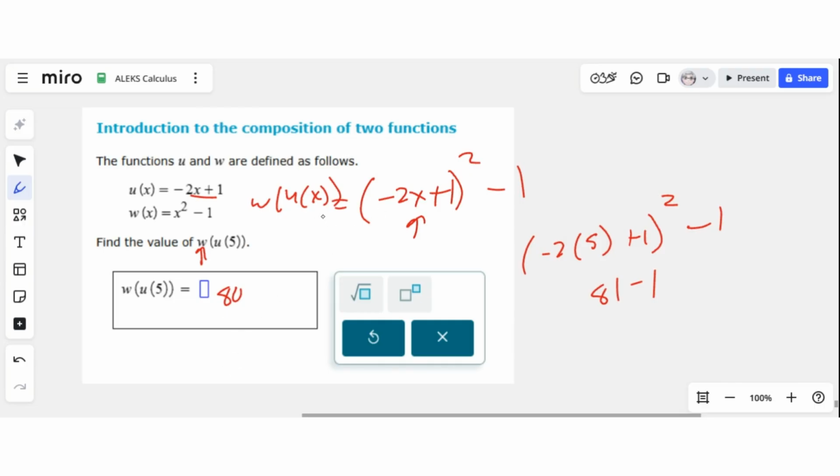Now, what I did is I made the composition first. I composed the two functions. I put one inside the other. You wouldn't have to do that. Another way to do it is just to find u of 5 first. And u of 5, well, negative 2 times 5, that's negative 10, plus 1 is negative 9. Then take that value and put it in here. Negative 9 squared is 81, minus 1 is 80. I mean, that's what we did here when we evaluated it. So if that way is quicker for you, go ahead and do it.